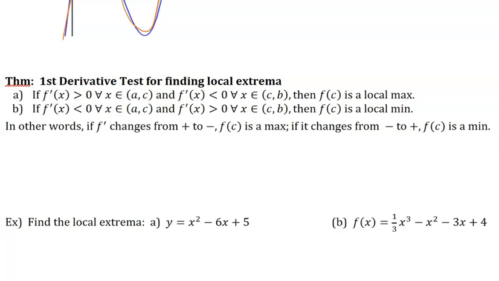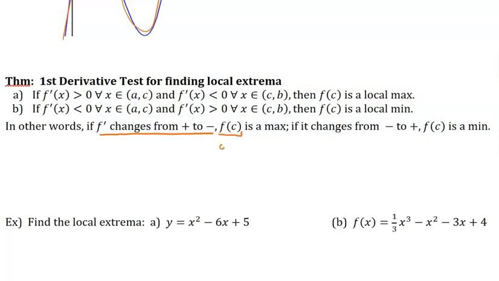All right, so the first derivative test says, here's what the theorem says first. It says if f prime is greater than 0 for every x in the open interval from a to c, and f prime of x is less than 0 for every x in the open interval from c to b, then f of c is a local max. That's a lot of letters and symbols and stuff like that. What do we really mean? We mean if f prime changes from positive to negative, then f of c is a max.